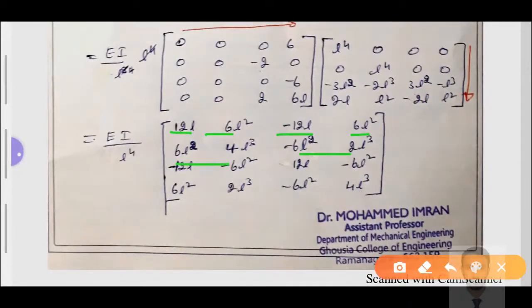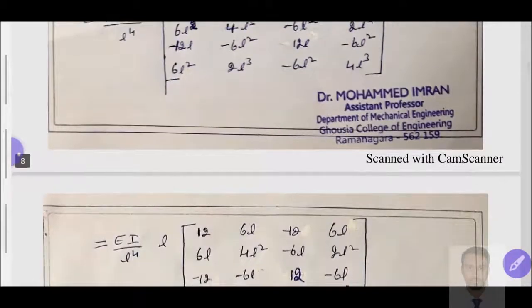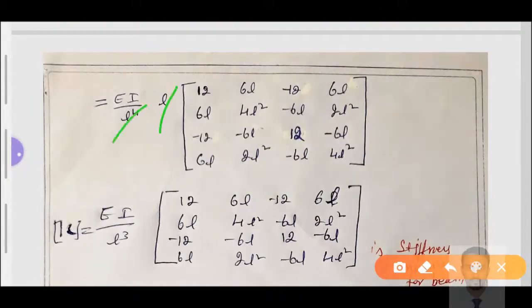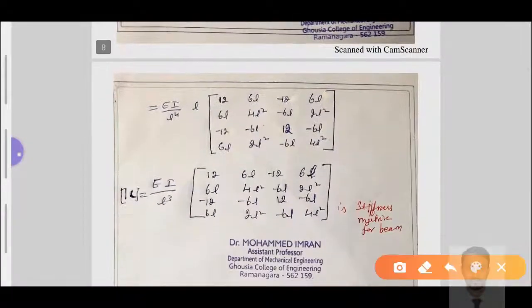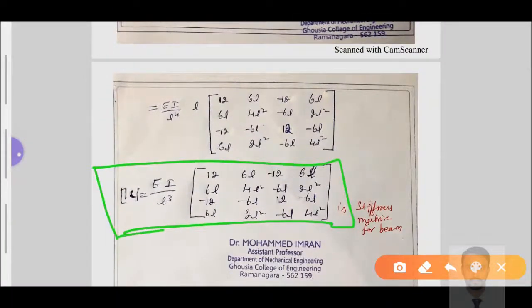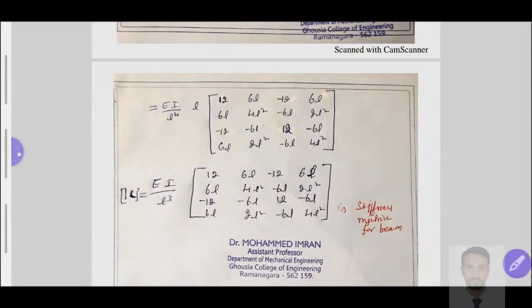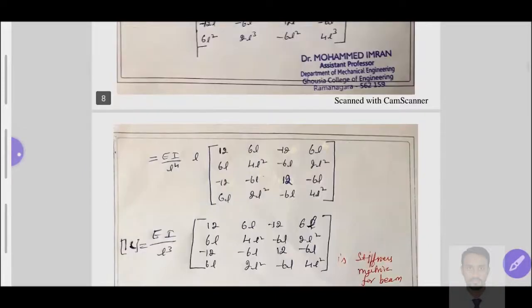I will take common from each and every row and column. From this matrix we have here, L will get cancelled, becomes L cube. The matrix will yield this one. So this is called the elemental stiffness matrix for a beam element. Elemental stiffness matrix for a beam element.